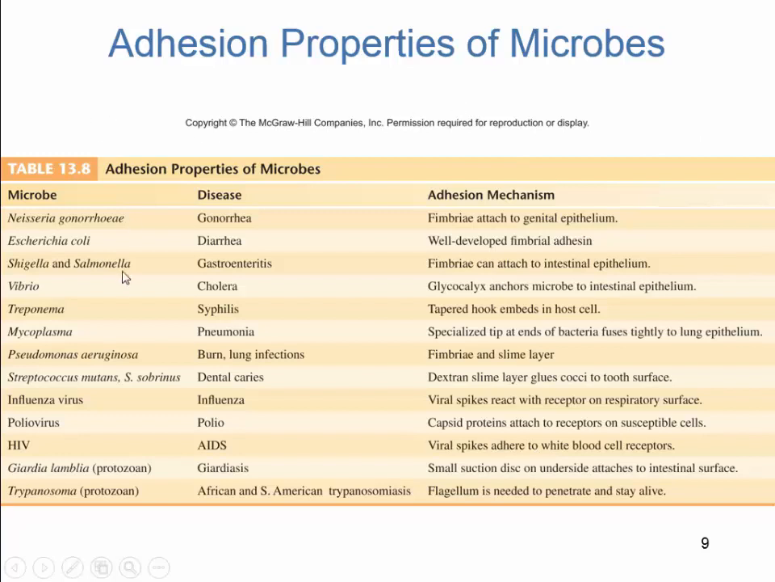Here are a few lists of adhesion properties of some of the bacteria that we'll be discussing and some of the viruses that we'll cover throughout the semester. Escherichia coli, which causes diarrhea, has a lot of fimbrial attachment, so it must be able to attach and persist within our gastrointestinal tract. The same is true for Shigella and Salmonella, both of which cause gastroenteritis. And then poliovirus or AIDS, both of these are going to have distinct receptors on their host cell surfaces that they are specific for to enter and attach.